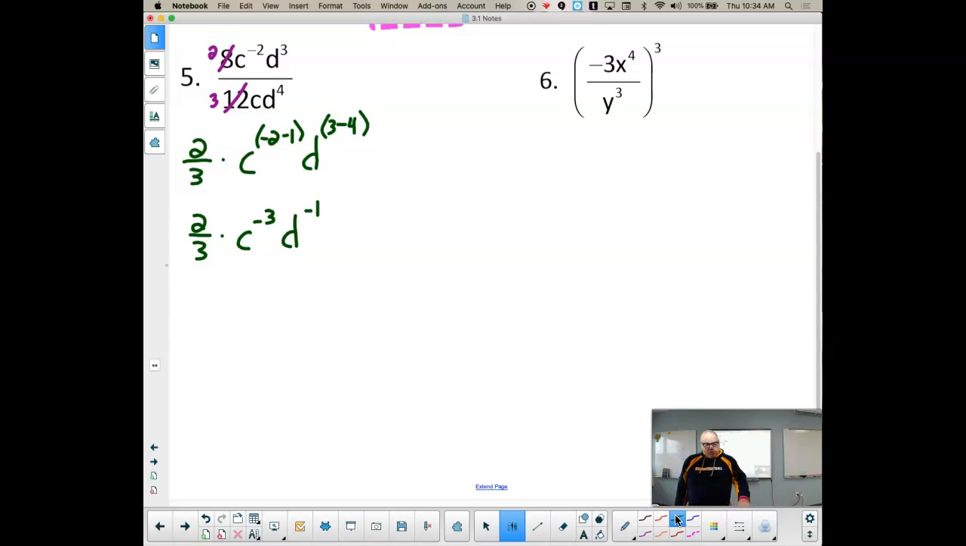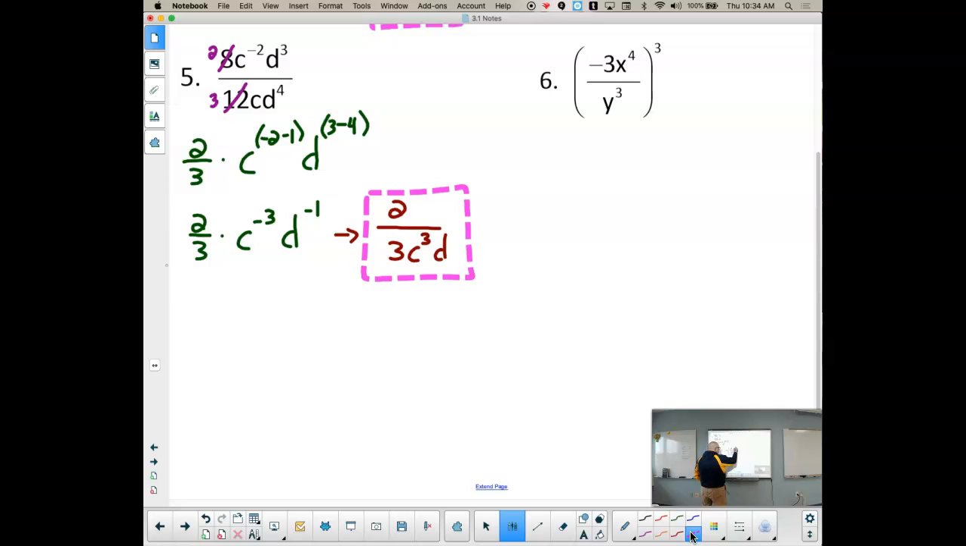Now, how this works out is that we start with that 2/3. C to the negative 3, that's going to go on the bottom because then it's positive. D to the negative 1, that's going to go on the bottom because then that's positive. So therefore we get 2 over 3c cubed d for that one.